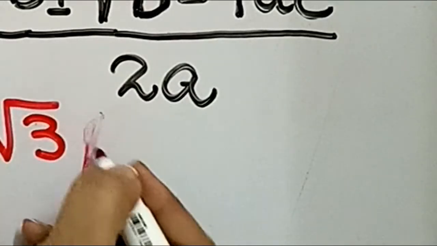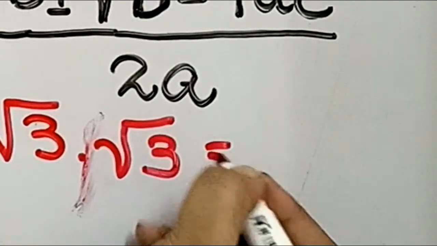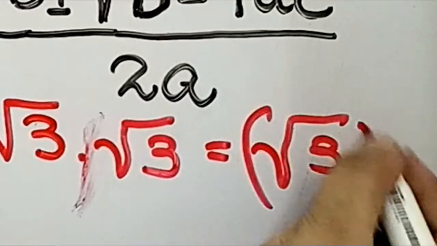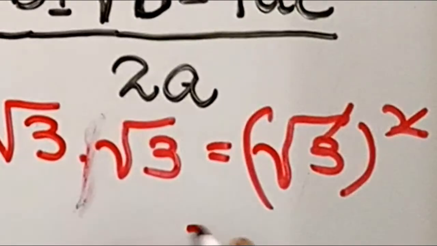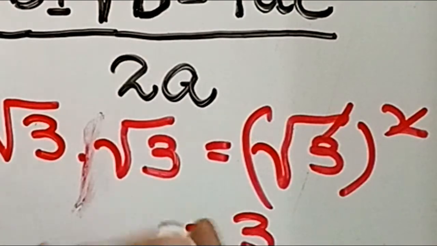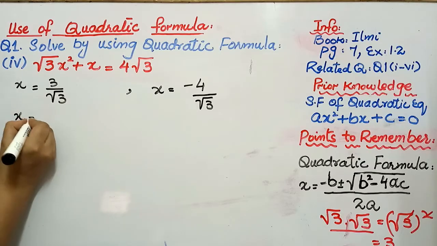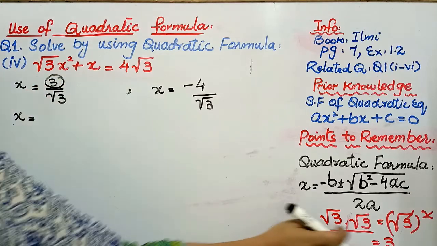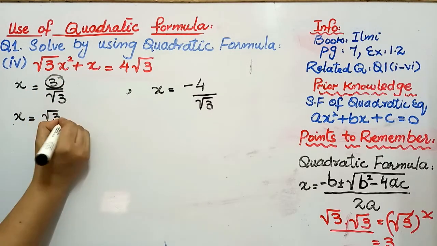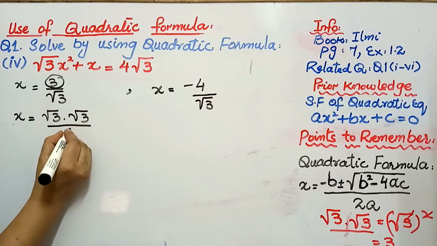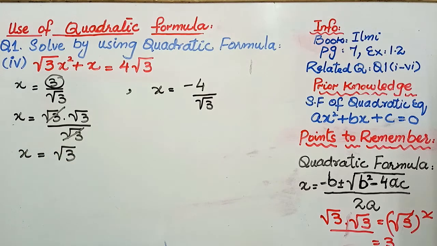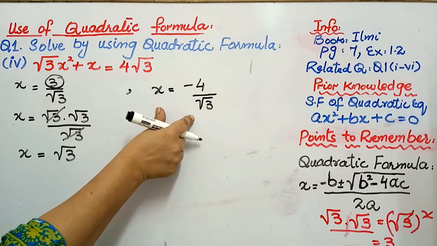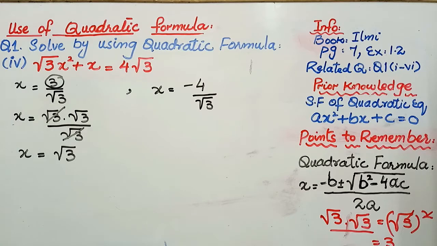When we write under root 3 into under root 3 two times, it will be under root 3 whole square, and this is cancelled, so that is equal to 3. In the place of this 3, I am replacing under root 3 into under root 3. Under root 3 into under root 3 divided by under root 3, this will be cancelled. So x is equal to under root 3. So here we have got x is equal to under root 3 and x is equal to minus 4 by under root 3.